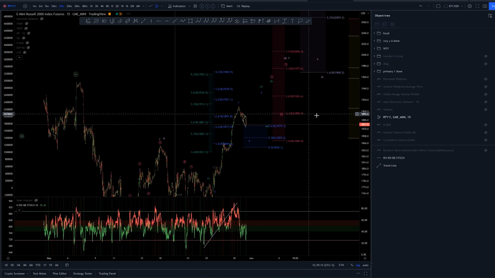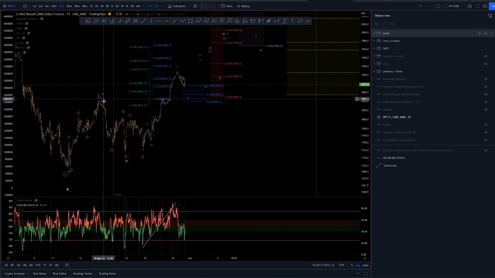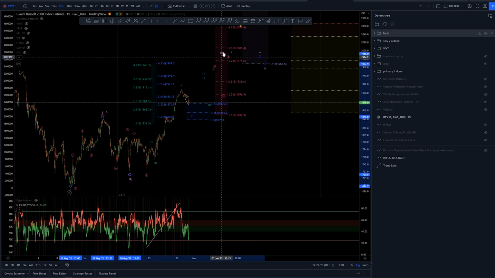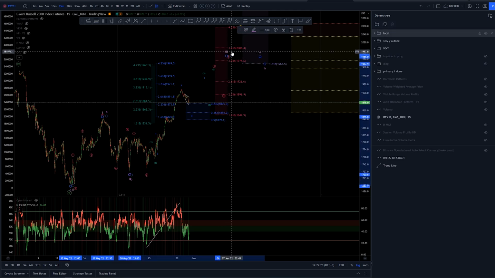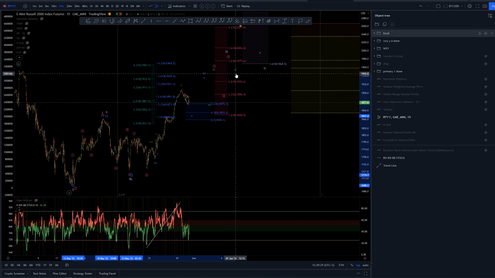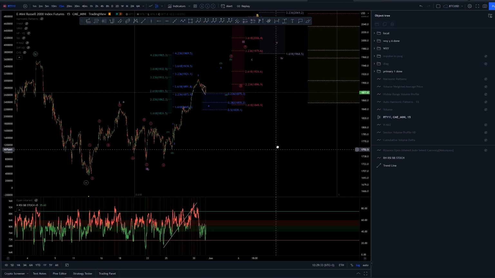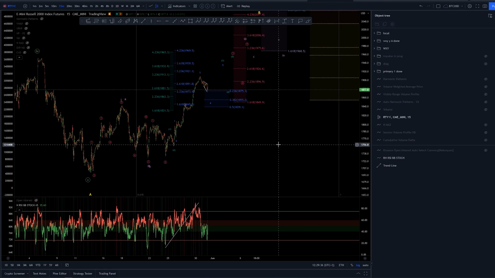If the higher time frame count here gets to this 1.618 extension, we are most likely looking at the wave 3 structure. If we are falling anywhere short of that, we are most likely looking at the wave C here. And that is pretty much all I wanted to say about all the indices I cover on this channel.